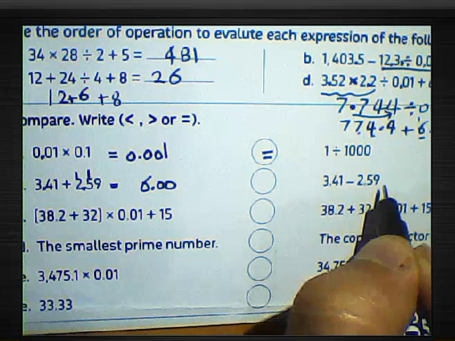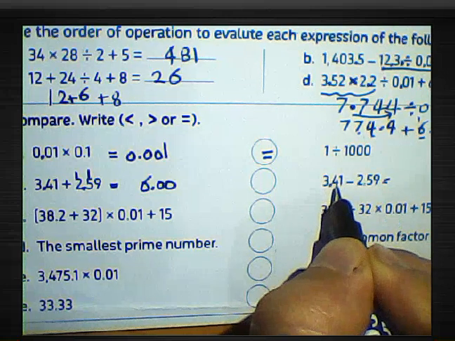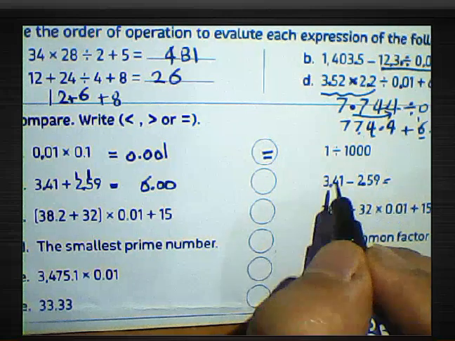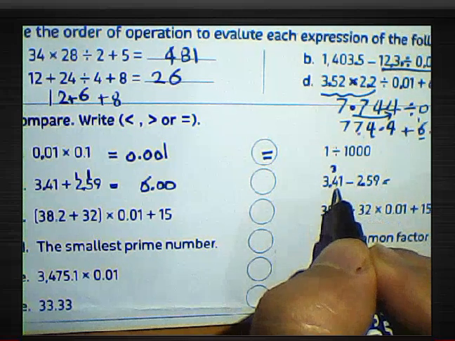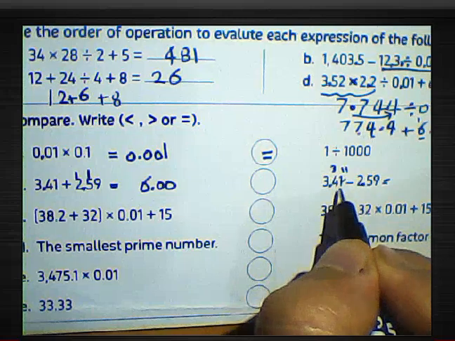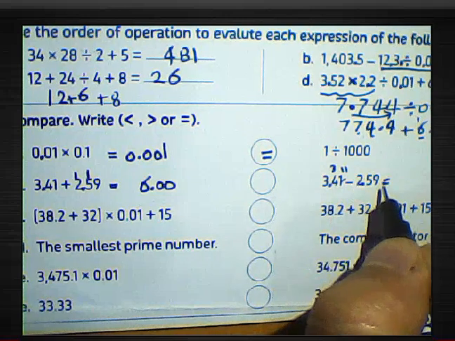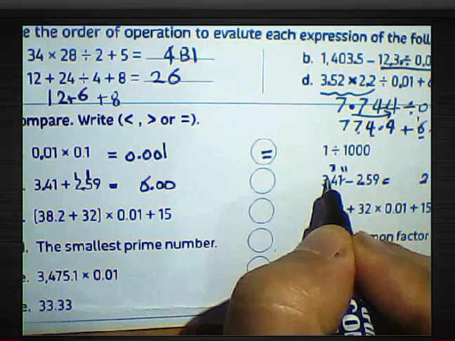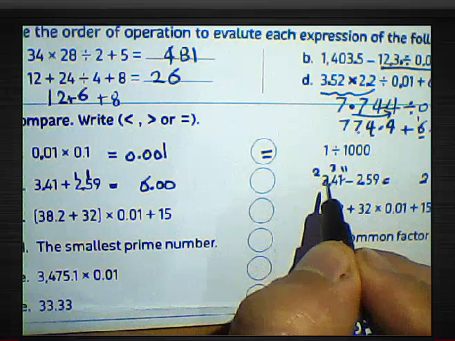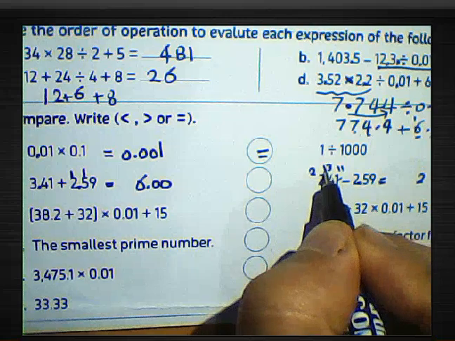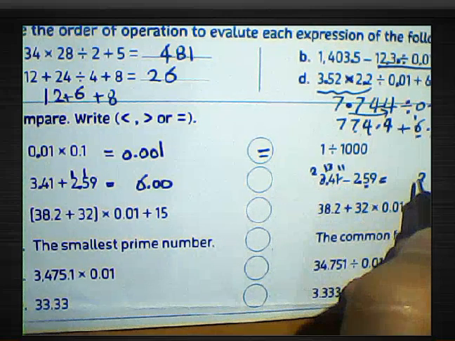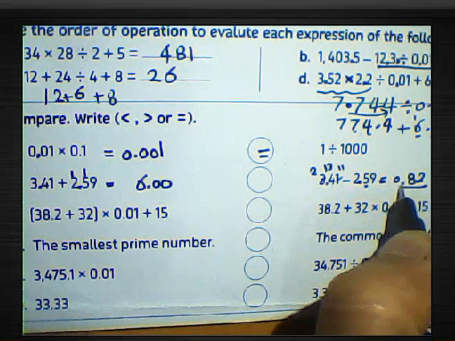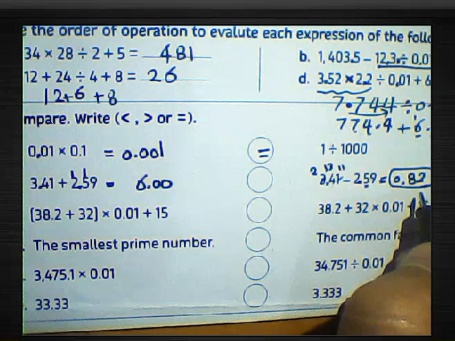And what about this operation? 3.41 subtract 2.59. 1 minus 9, we can't do it. Take 1 from 4, 4 becomes 3 and 1 becomes 11. 11 minus 9 equals 2. 2 minus 5, we can't do it. Take 1 from 3, 3 becomes 2, and this digit becomes 13. 13 minus 5 equals 8. And 2 minus 2 equals 0. Then the result will be 82 hundredths.